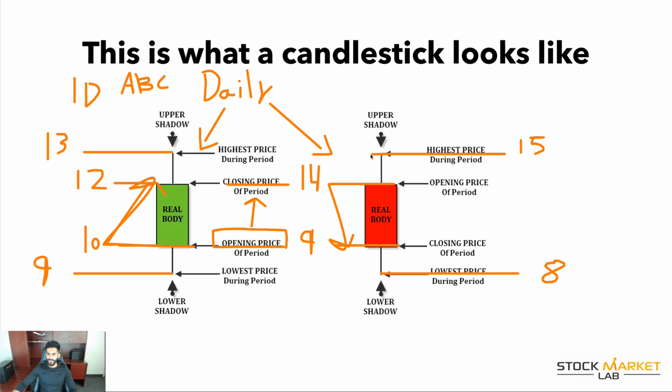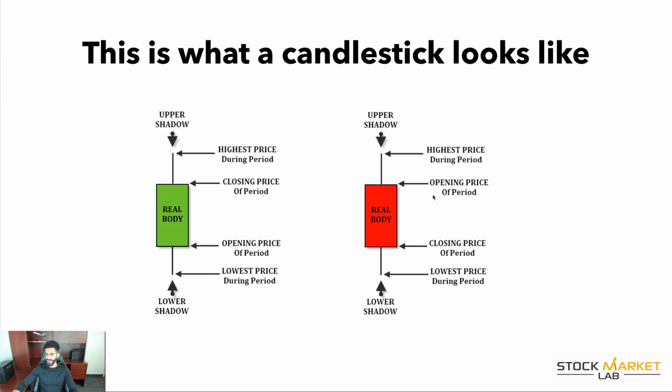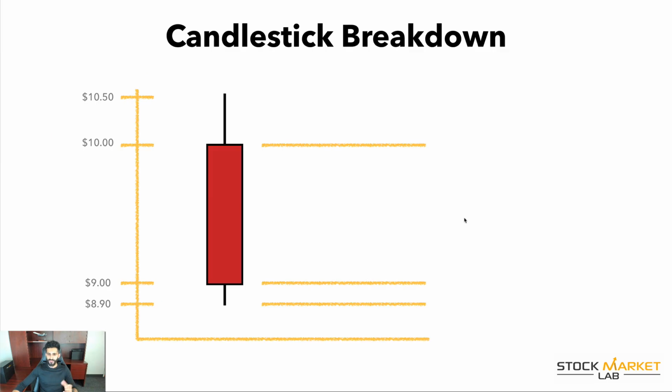Once again, the upper wicks represent the highest point for that time period, and the lower wicks represent the lowest point for that time period. So let's go over some more examples. Let's break this candle down.